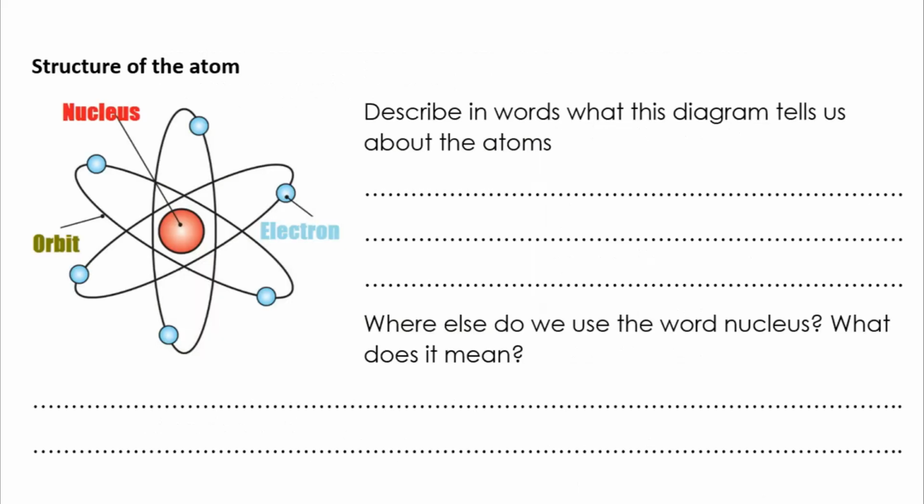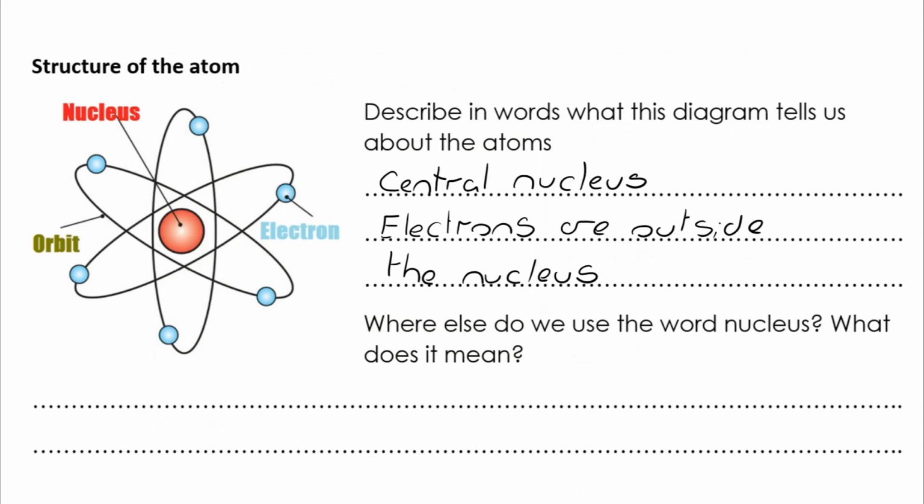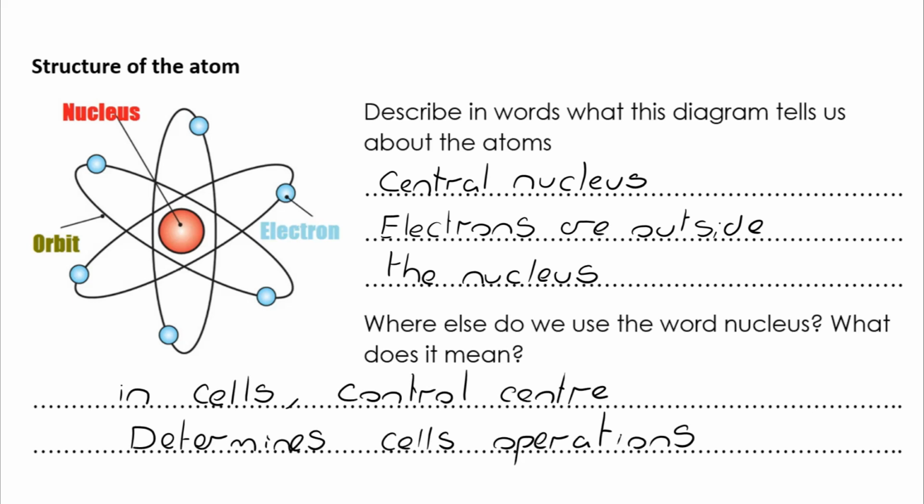A very basic introduction to structure of the atom here. Try this and see how you do. Okay, so purely based on this diagram, it tells us that there is a central nucleus and that electrons are outside the nucleus. We're going to develop that a lot more as we move on. Where we see the word nucleus elsewhere, we talk about it in cells, and it's the control centre. It determines cell operations. Now, actually, it's the protons within the nucleus that determine what element the atom is. So it is also a very important component.